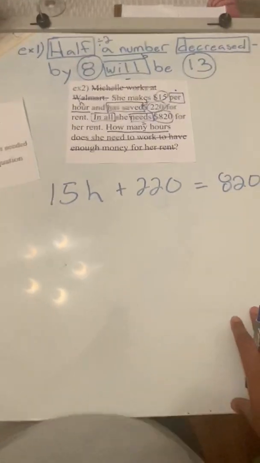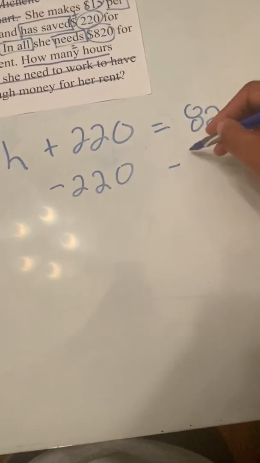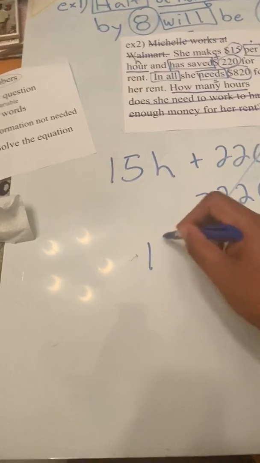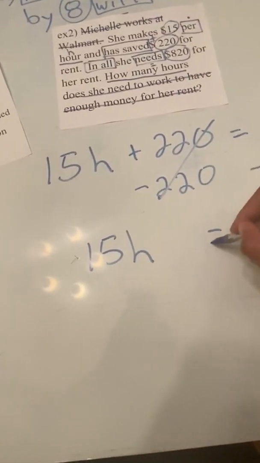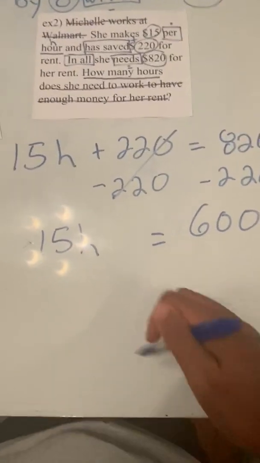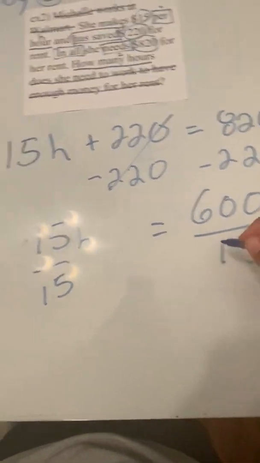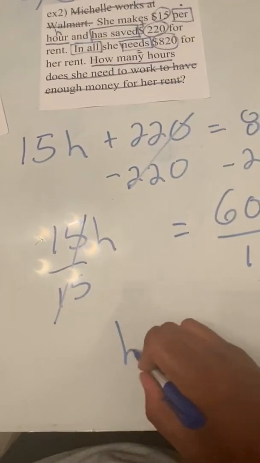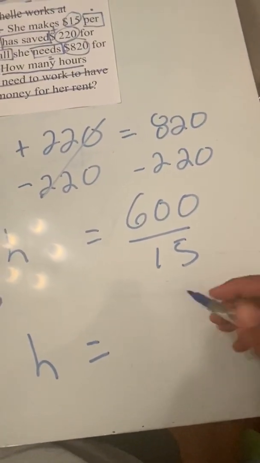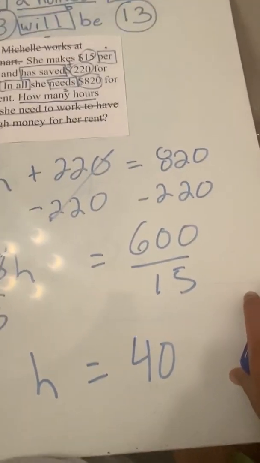Now we have an equation that we can solve. Subtract 220 from both sides. That leaves us with 15H equals 600. Then we want to divide both sides by 15. The 15s cancel, leaving us with H. And 600 divided by 15 is what? 40. So she needs to work 40 more hours to have enough money.